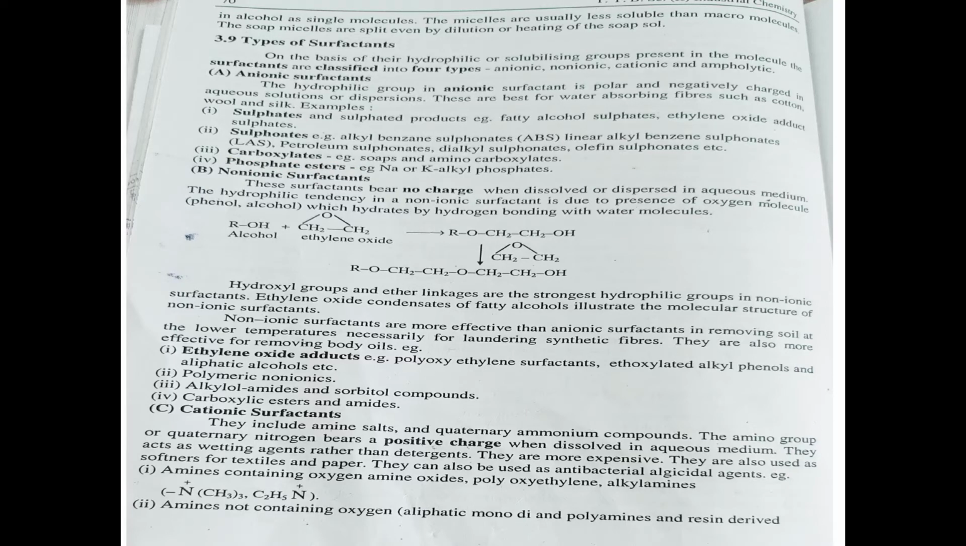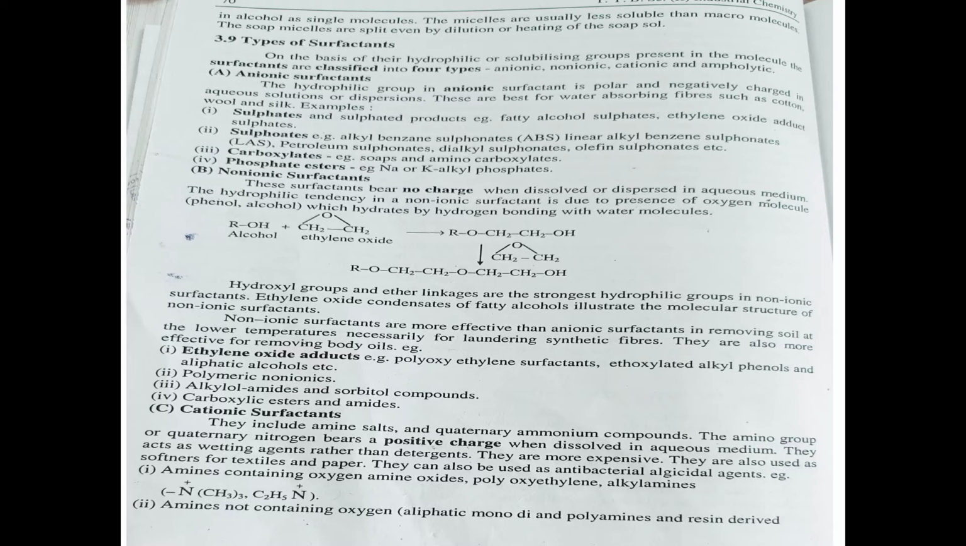The second type of surfactant is the non-ionic surfactant. What is a non-ionic surfactant? From the name we can understand it: these surfactants bear no charge. Anionic surfactants carry a polar or negative charge, but non-ionic surfactants carry no charge when dissolved or dispersed in aqueous medium. The hydrophilic tendency in non-ionic surfactants is due to the presence of oxygen, for example in phenol or alcohol, which hydrates by hydrogen bonding with water molecules.